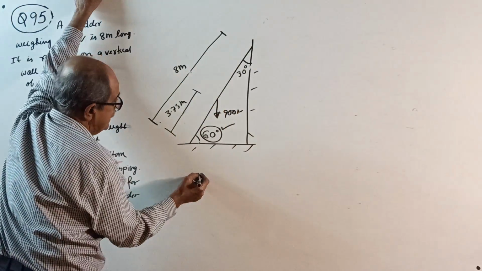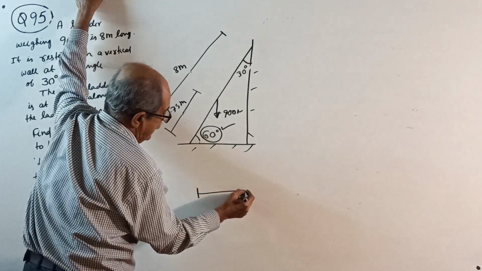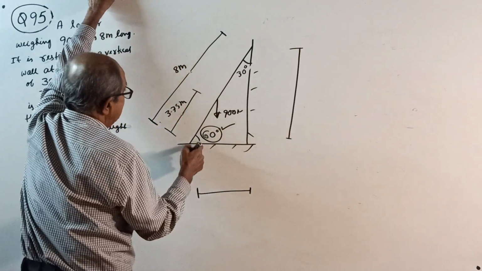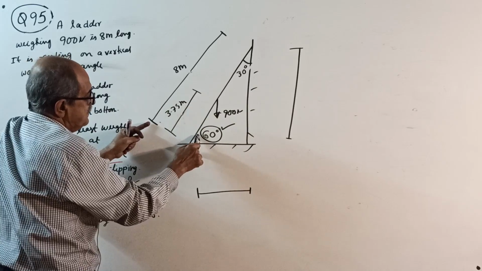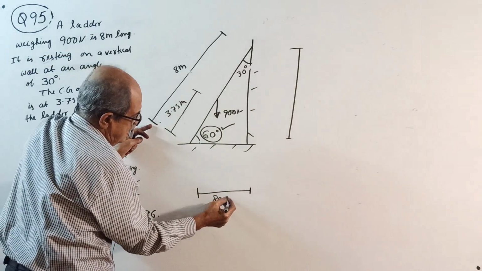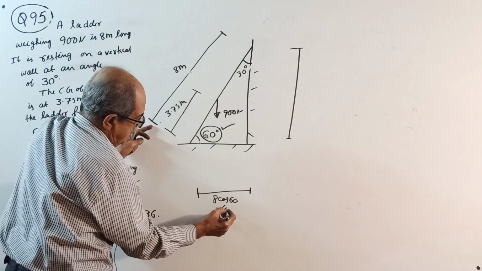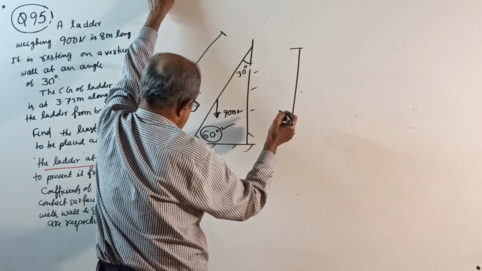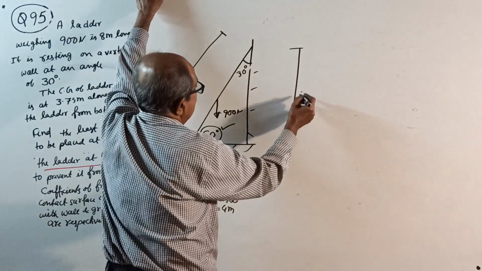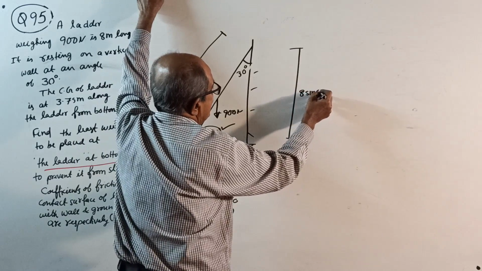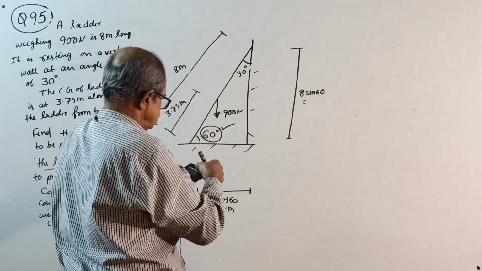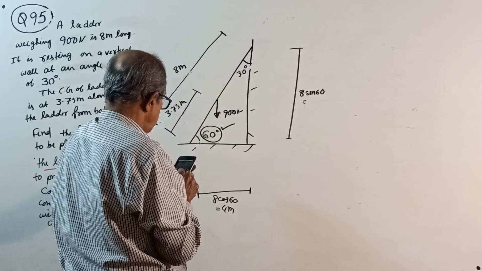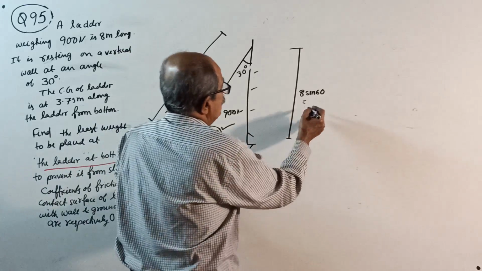Therefore, first do one thing, preliminary part. See, this length you require and this length you require. This all I explained for you earlier. This is 8 meter means this is 60 degrees, 8 cos 60 equal to 4 meter. This is 8 sin 60, equal to 8 into sin 60, 6.9282 meter.